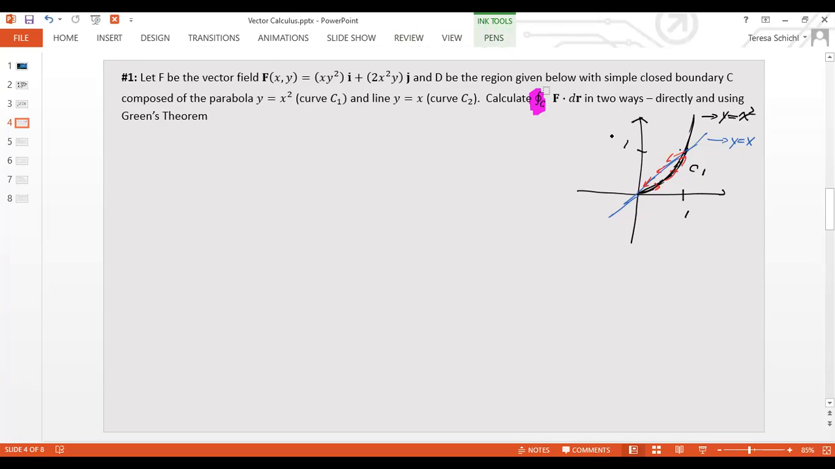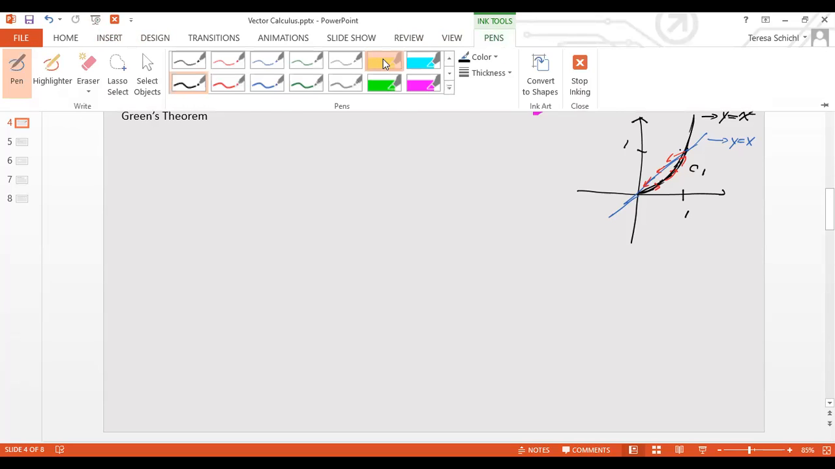Like when we first started this unit, we said that with vector integration you can always use parametrics. You can parametrize your x and y's here. Let's first try the Green series here, because we just learned that.